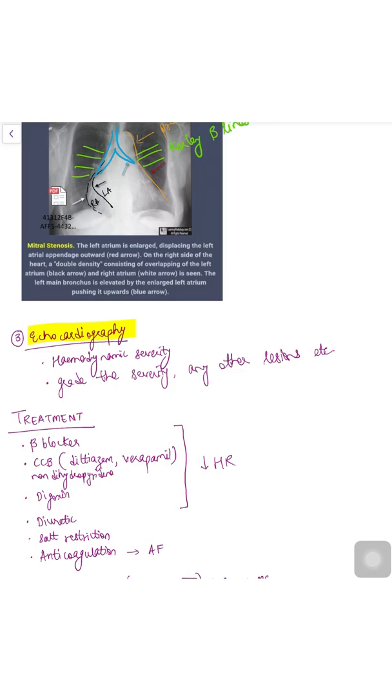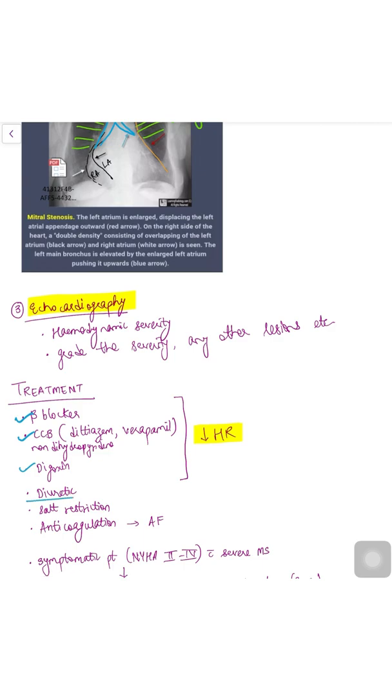Thus, you give agents that are going to decrease the heart rate, like beta blockers, non-dihydropyridine calcium channel blockers like diltiazem, verapamil, and digoxin, which decrease the heart rate and prevent the LA pressure from rising too much. You will also give a diuretic. Why? Because there is a pulmonary edema, pulmonary congestion. So you try to wash out the pulmonary congestion by putting a patient on a low dose of diuretic. Salt restriction helps.